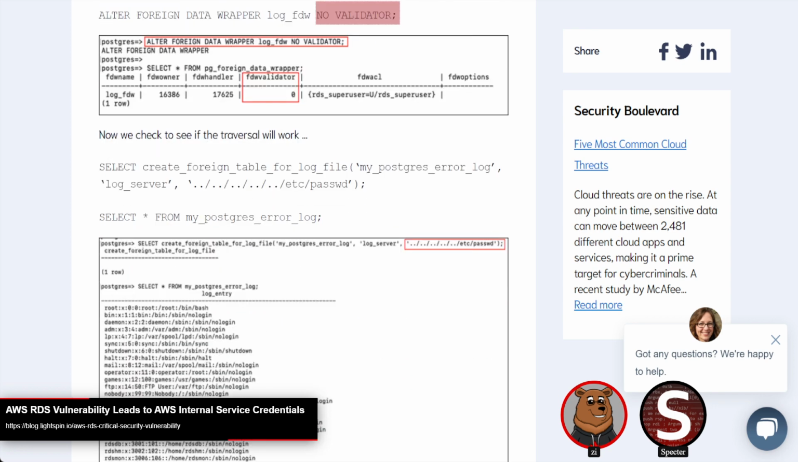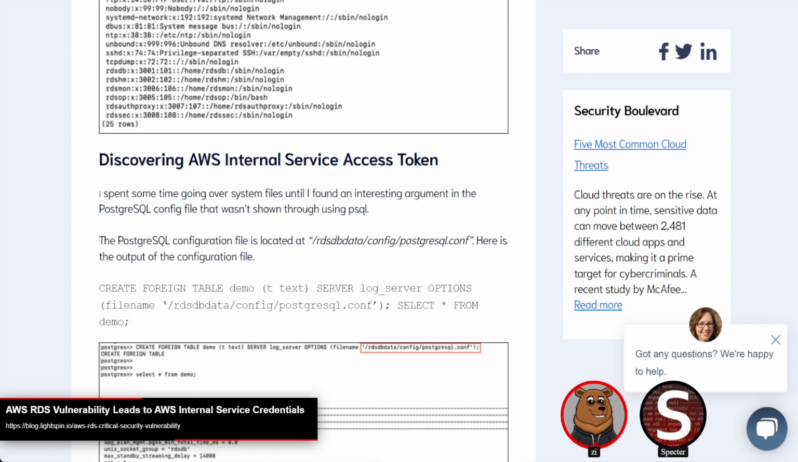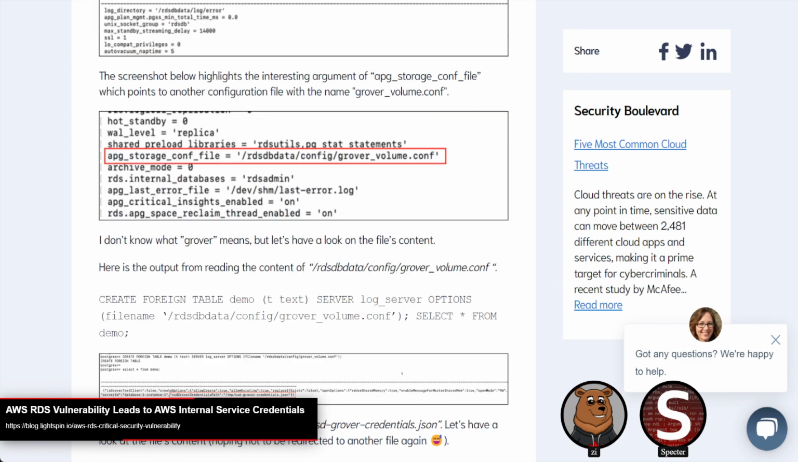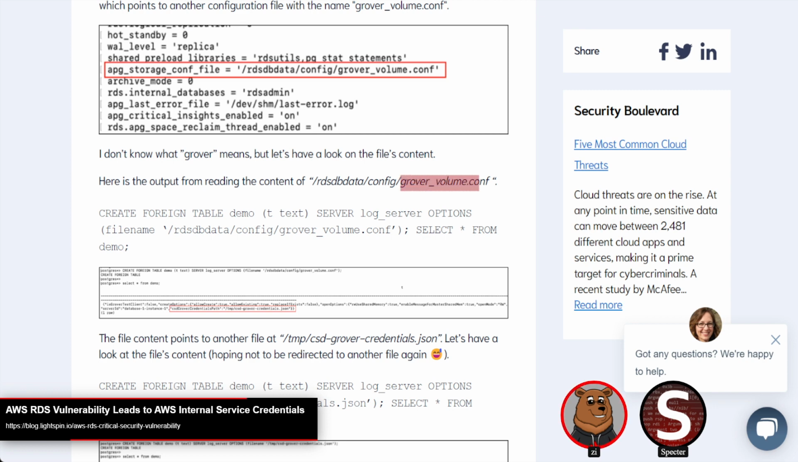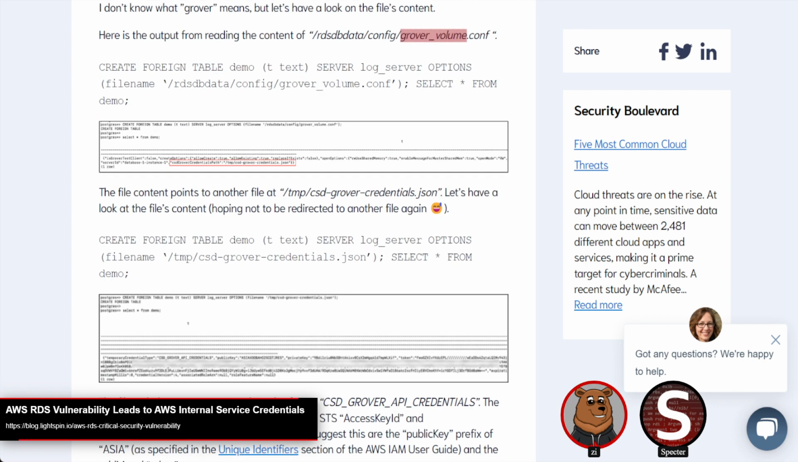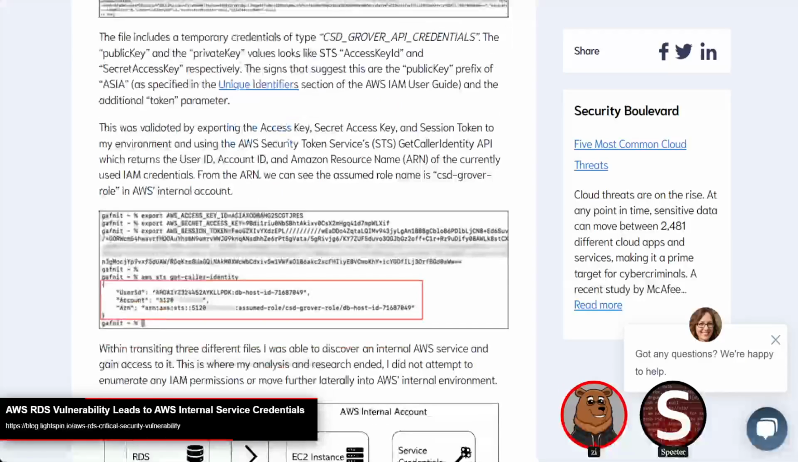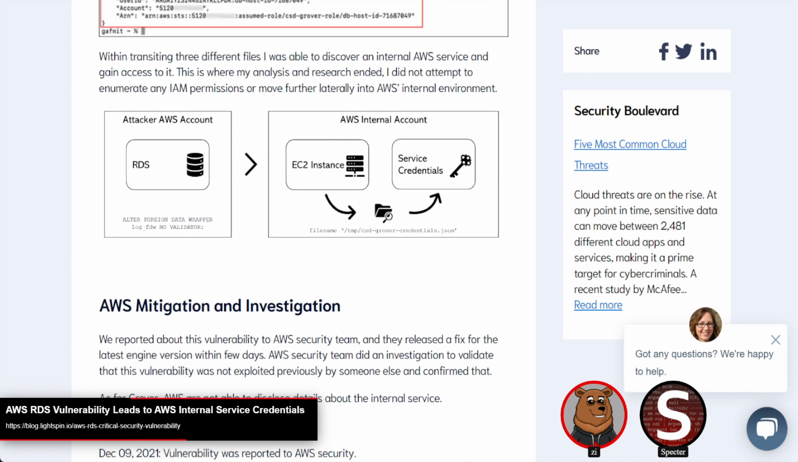And so they ended up diving through a few configuration files, ultimately leading them to this Grover volume configuration, which led them to the Grover credential JSON file, giving them the secret key and token for whatever this account is. They were able to load that up and see that it was some sort of internal AWS thing. Not really a lot of information about what went on from there, because obviously at that point, you should be reporting, not keep compromising, which is what they did.